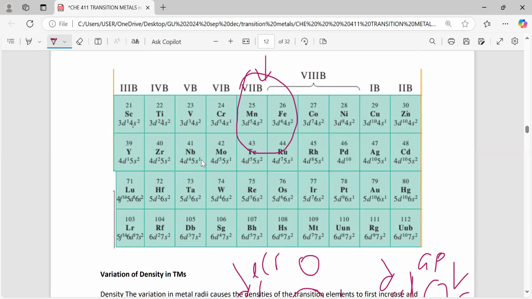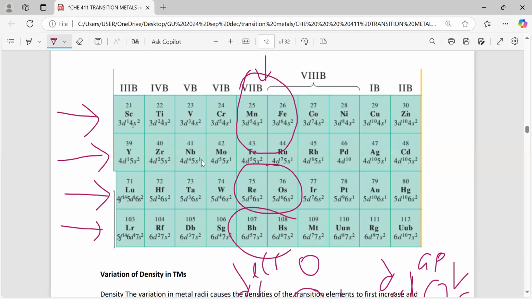Manganese and iron have the highest melting points in this period. Then in this other period, which one have the highest melting point? Tc and Ru, that is technetium and ruthenium have the highest melting point. What about that period? Ruthenium and osmium. Then lastly, there, these two, okay?